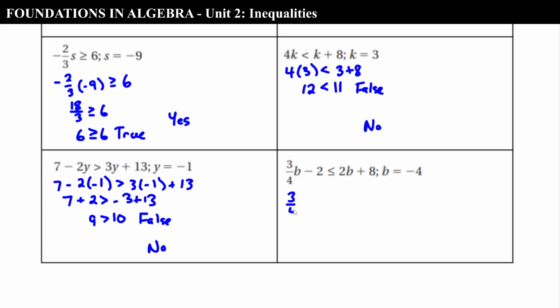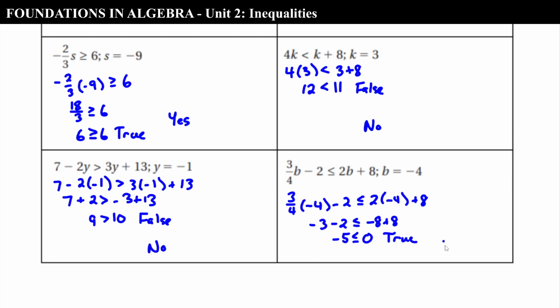And then 3/4 times negative 4 minus 2 is less than or equal to 2 times negative 4 plus 8. Well, 3/4 times negative 4 gives us negative 3. On this side, we have negative 8 plus 8. Negative 3 minus 2 gives us negative 5, which is less than or equal to 0. This is true, so this is part of the solution set.